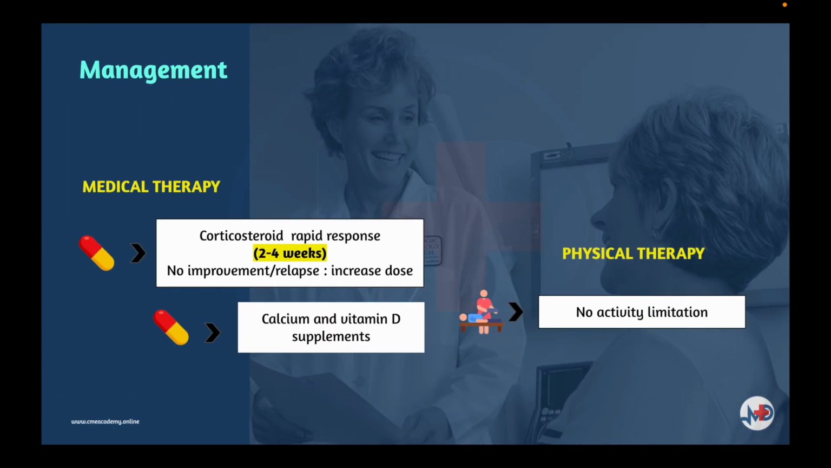For management, particularly medical therapy, firstly, administer corticosteroids such as prednisolone, with rapid response usually in 2 to 4 weeks. Subsequently, if symptoms improve, then slowly taper and eventually stop glucocorticoids. However, if there is no improvement after 2 weeks or there is a relapse, then increase the dosing. Calcium and vitamin D supplementation can also be administered. As for physical therapy, there is no particular limitation to activity.